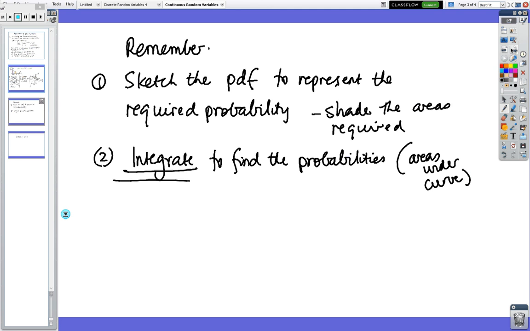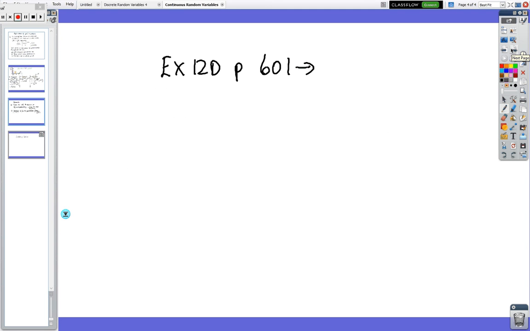Okay, and next thing is there's an exercise. So 12D, page 601. So enjoy.